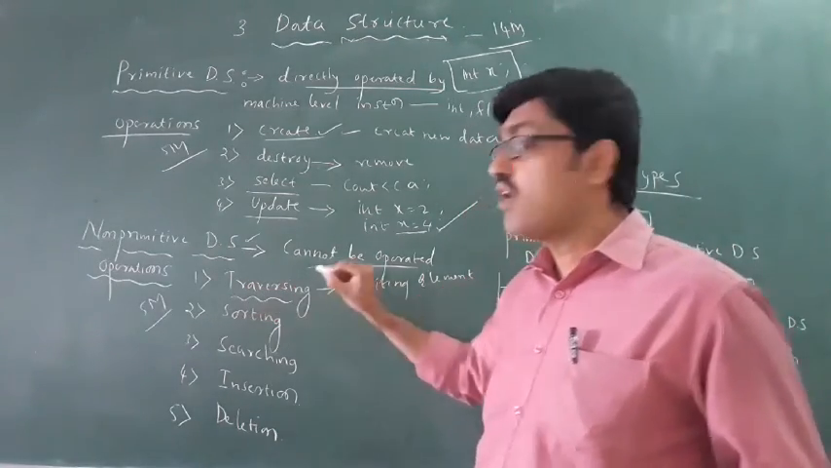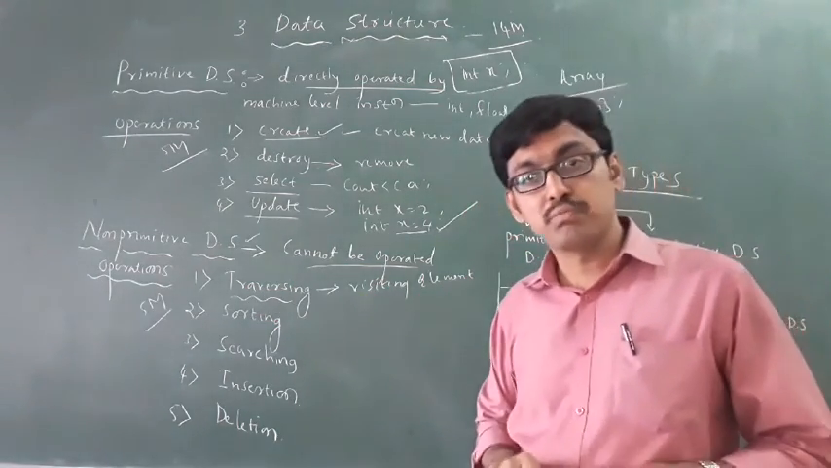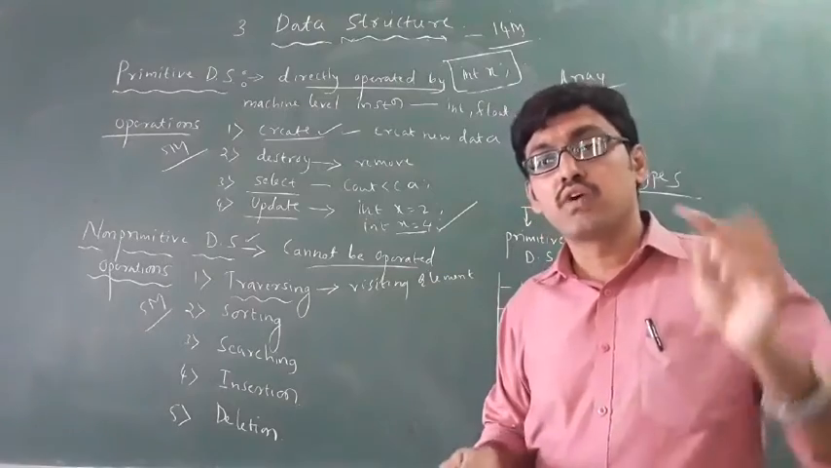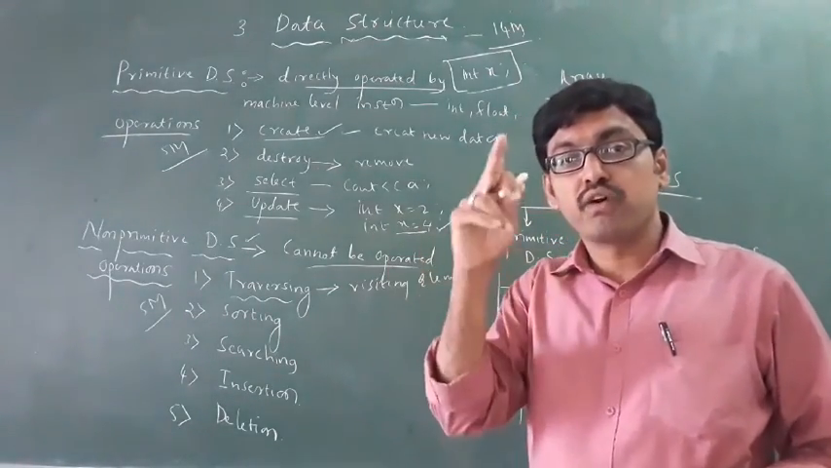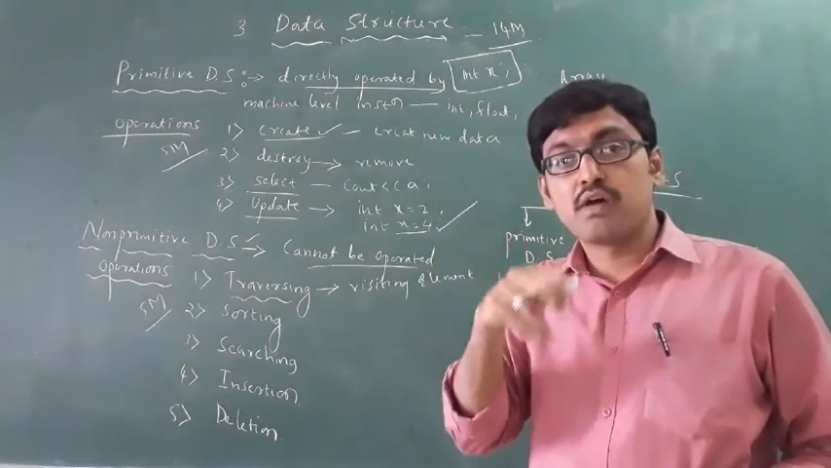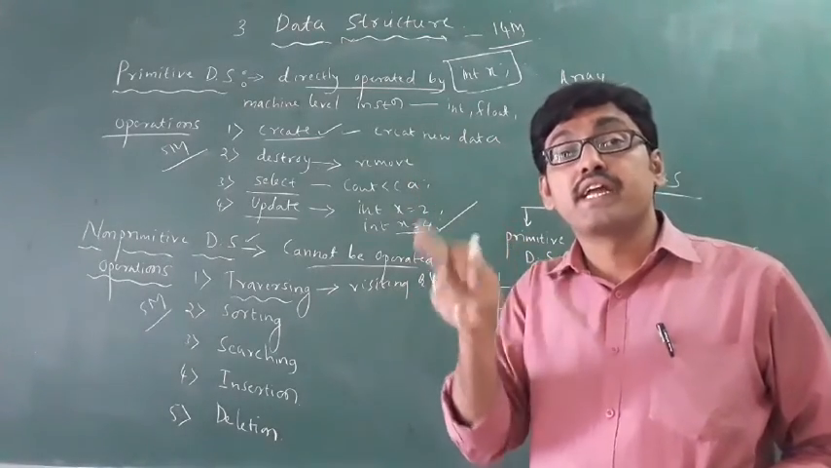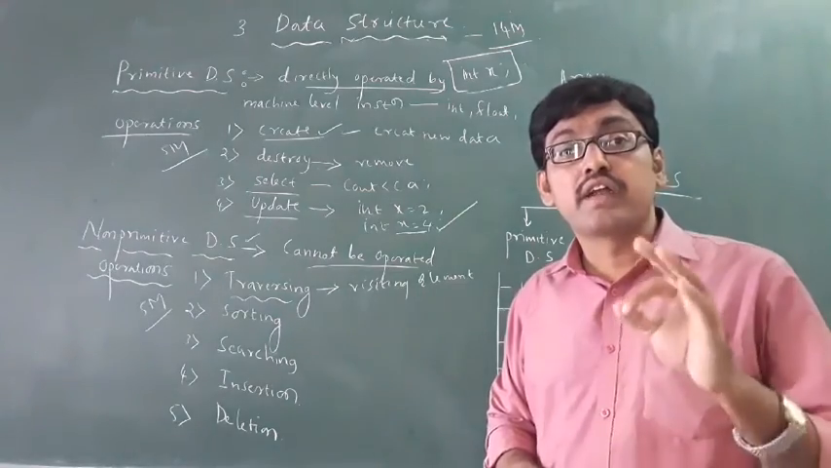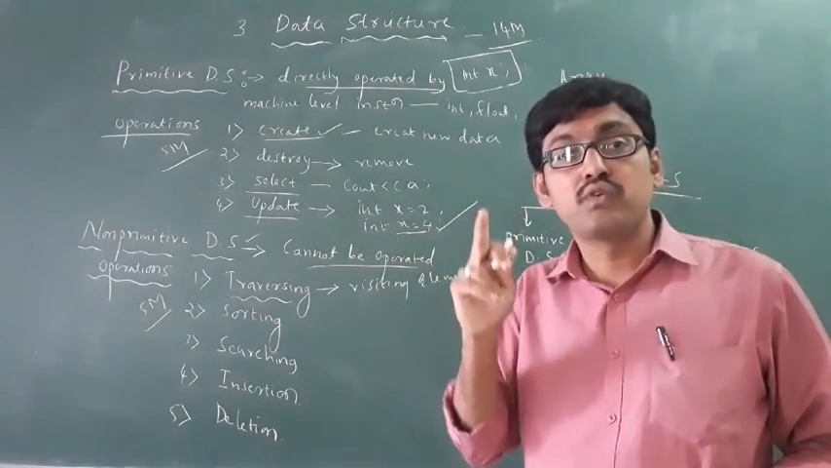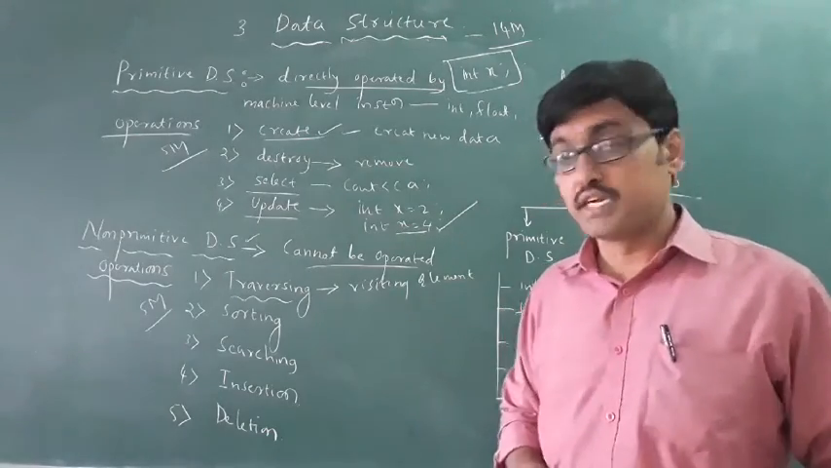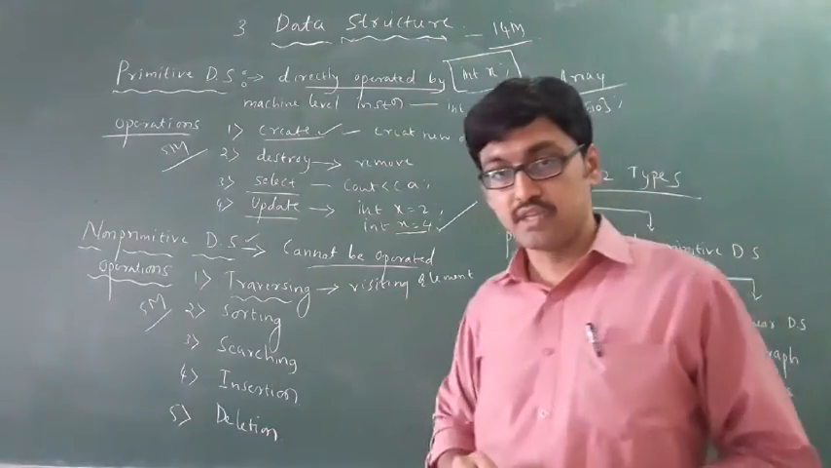Traversing, for example, the for loop you have used, the do while loop you have used. First the element comes, then it goes to the for loop, then the operation will continue many times. That is called traversing. The element will travel from one point to another point in a program.